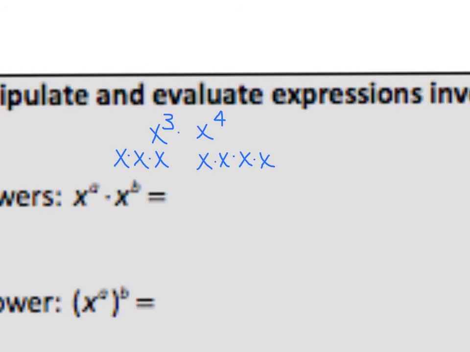And because these two are being multiplied together, that's the same thing as saying 3 x's being multiplied together times 4 x's being multiplied together, which means I have a total of 7 x's. So when I'm multiplying the common bases together, so notice that they're the same x, all you're going to do is add those exponents together. So we can write this as a plus b.